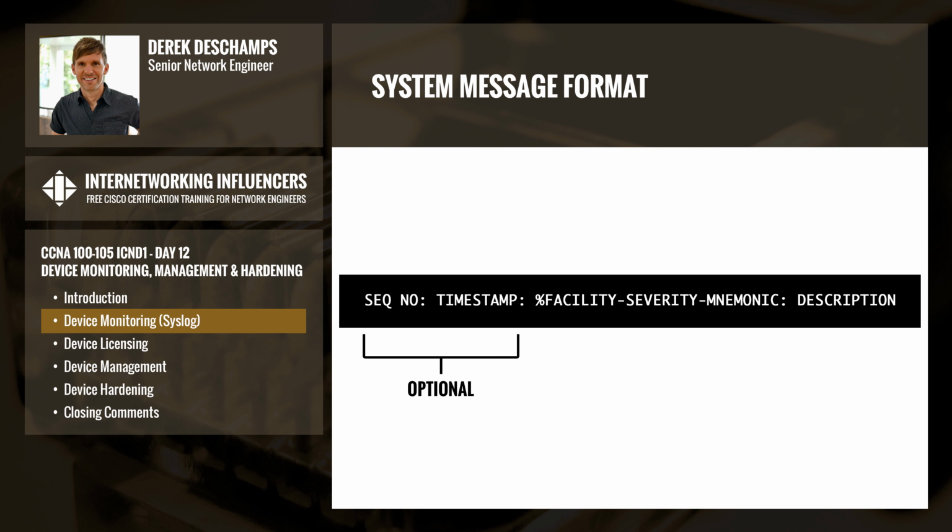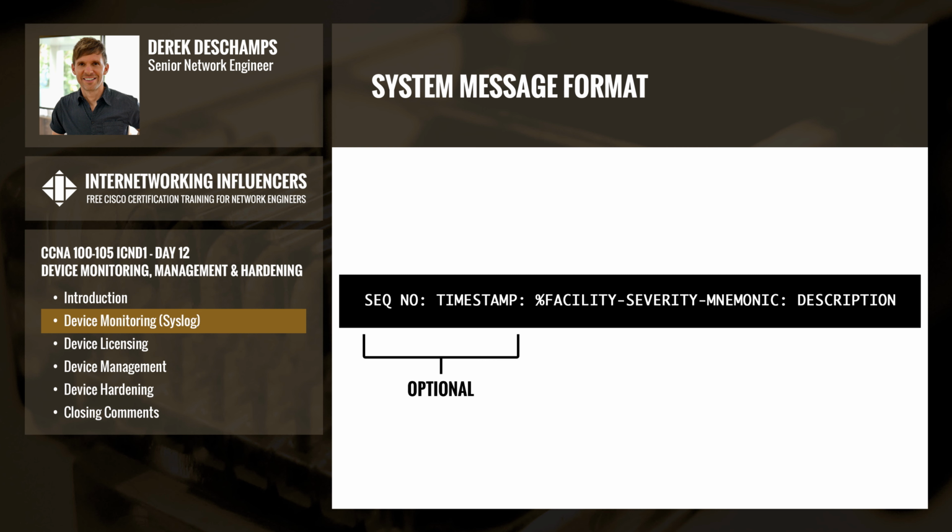A system message is comprised of several components. The first component is the sequence number. This component is optional and indicates the order in which the message was generated. The second component is the timestamp. This component is also optional and indicates the time that the message was generated.